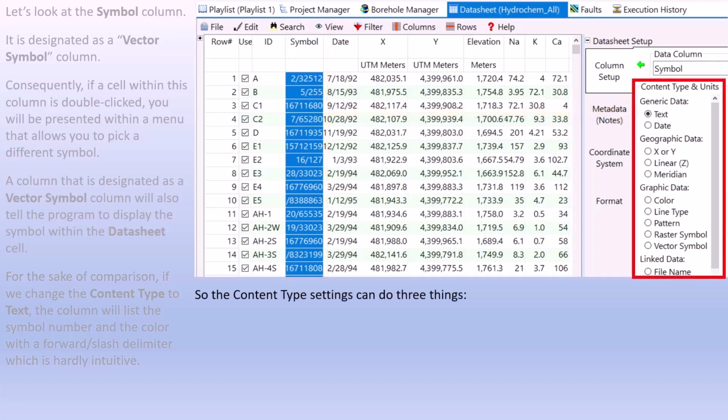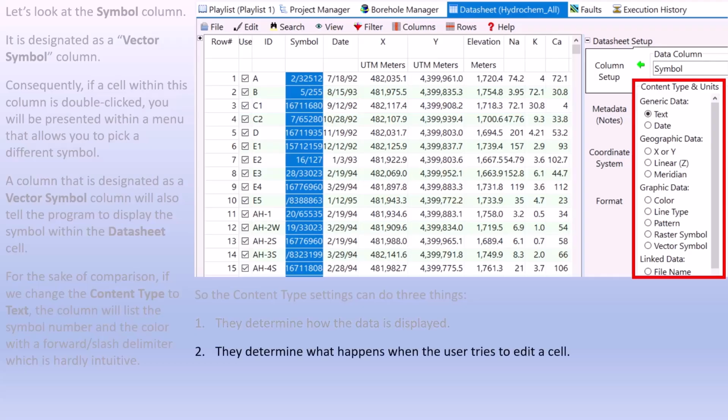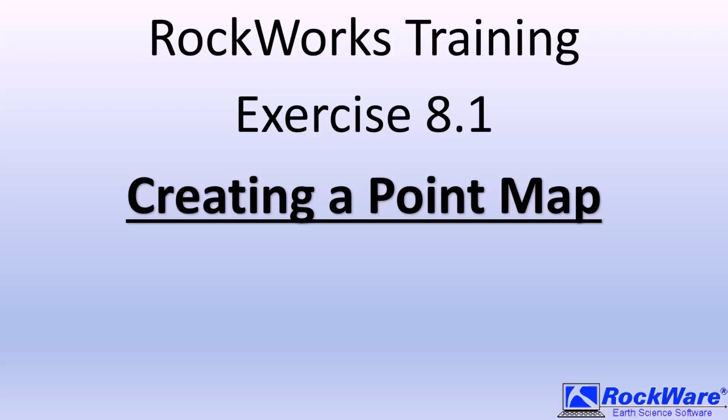So, the content type settings can do three things. Number 1, they determine how the data is displayed. Number 2, they determine what happens when the user tries to edit a cell. And number 3, they determine how the data is processed.